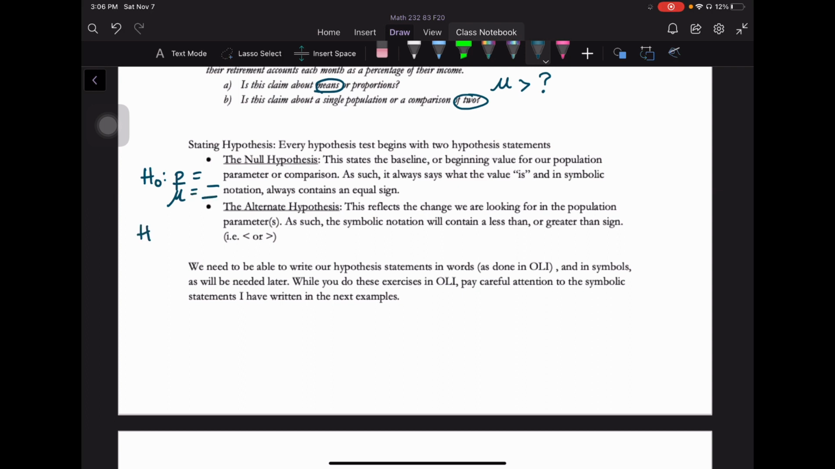The alternative hypothesis is always a less than or greater than statement, and we can also do a not equal to. So P is greater than something, or P is less than something, or P is not equal to. And not equal to, keywords for that is difference. Is there a difference? We need to be able to write our hypothesis statements in words and symbols, like I'm showing you on the left. So you have to pay careful attention to the symbols that are used. Let's practice that right now.